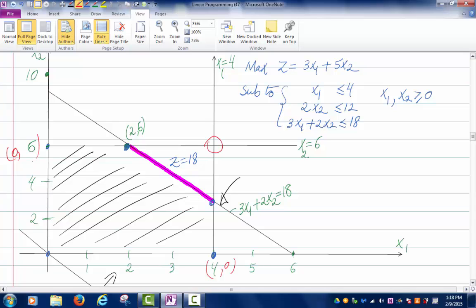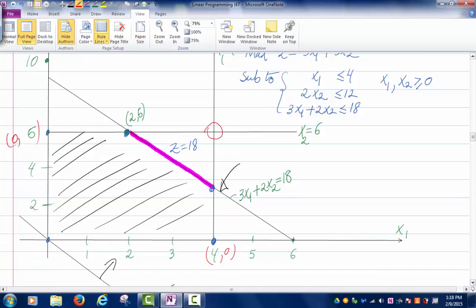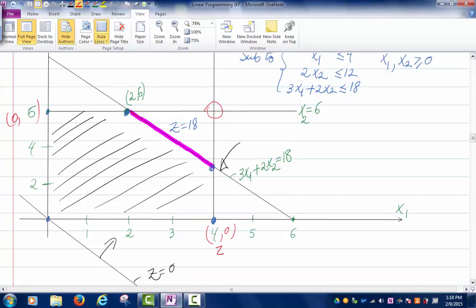You agree? When you plug in 4, 0, what do you get? What's the value of z at this point? At this point, the value of z is 12. What's the value of z here? The value of z here is 30. So let's say I'm going to move to the point 0, 6.